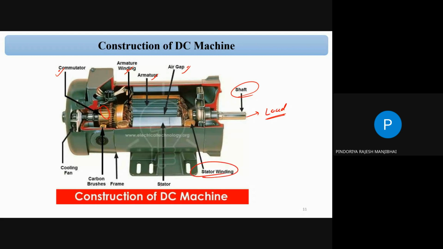Then the stator winding, stator, and the outer frame, which supports the inner part. Carbon brushes are the most important part, along with the cooling frame. So these are the important parts of DC machines.